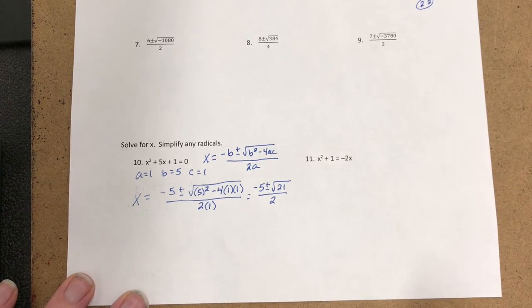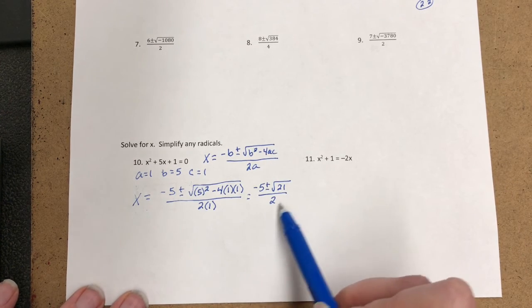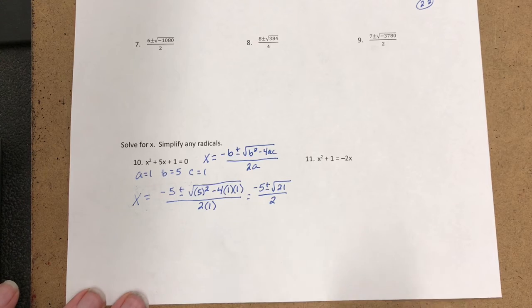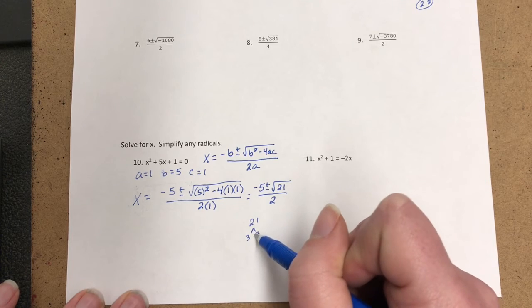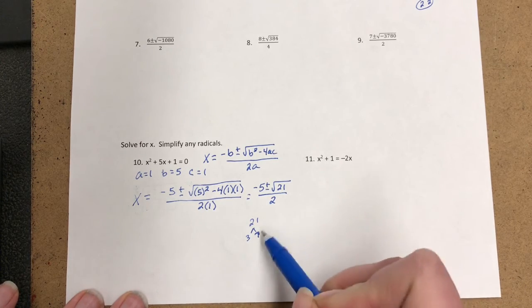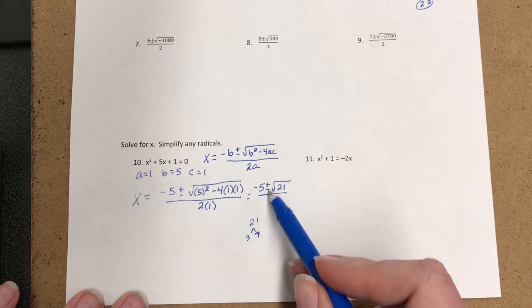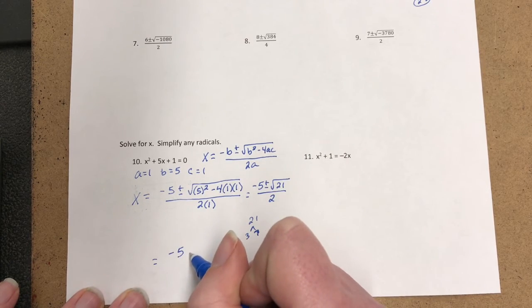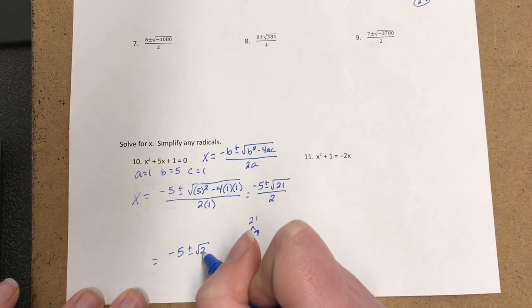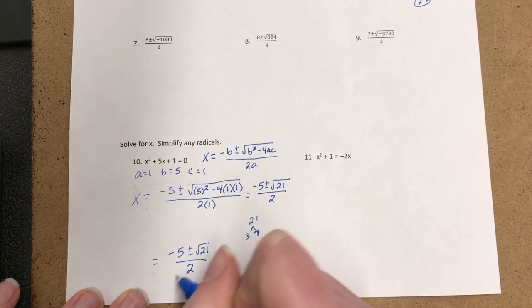So then I look at my answer here and I see, okay, so I have 21. I know 21 is not a perfect square, so if I try and do factor trees of 21, I just get a 3 and a 7. Since there's no pairs, that means I can't simplify this anymore, so my answer would just be negative 5 plus or minus the square root of 21 all over 2.